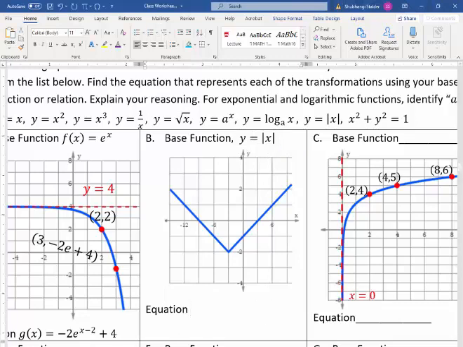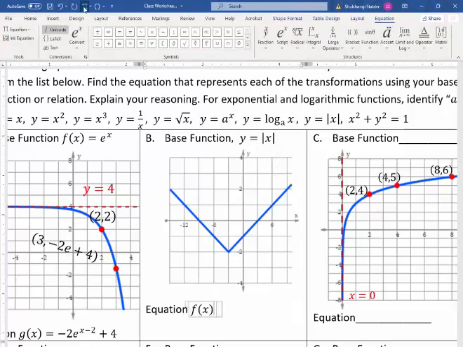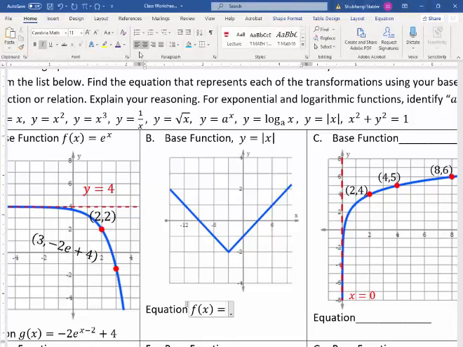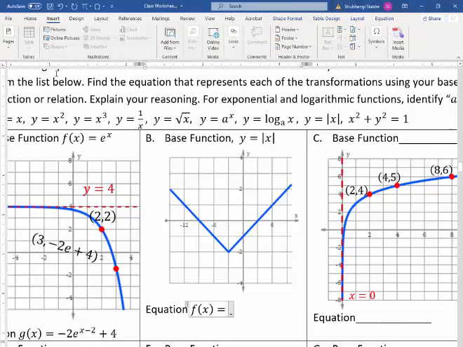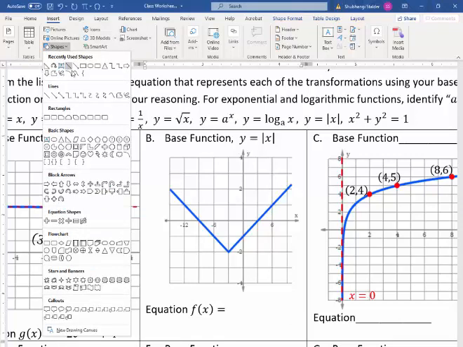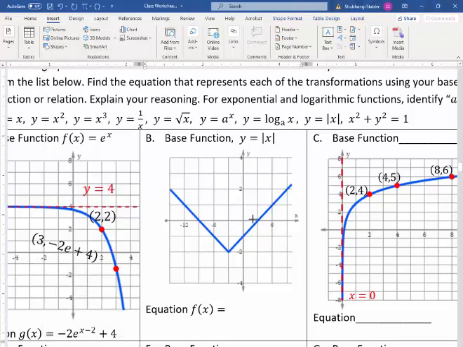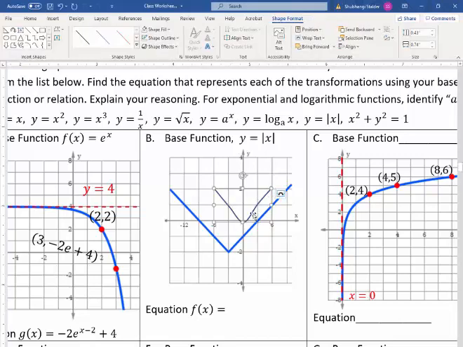Here, f of x equals. What has happened to it? Remember, the original shape for absolute value is what? It's the V shape. So it's like here, here, here. So that's the basic shape, and we are going here.